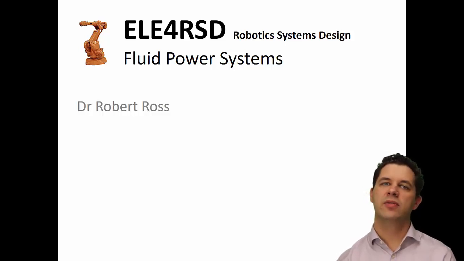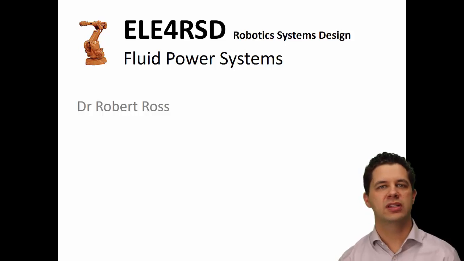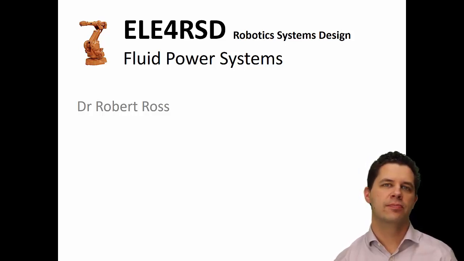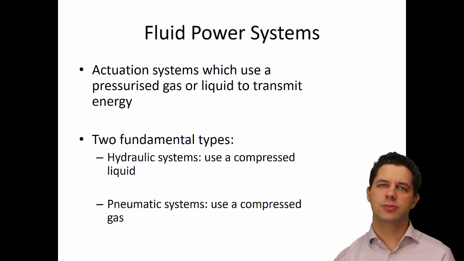In this video, we'll be giving a bit of an overview of fluid power systems, what they actually are and how they actually work. These are common types of actuators that are used in robotic systems and industrial settings as well. With fluid power systems, we're talking about actuation that uses some sort of pressurized gas or liquid to transmit energy, rather than electricity that we looked at in one of the previous videos.